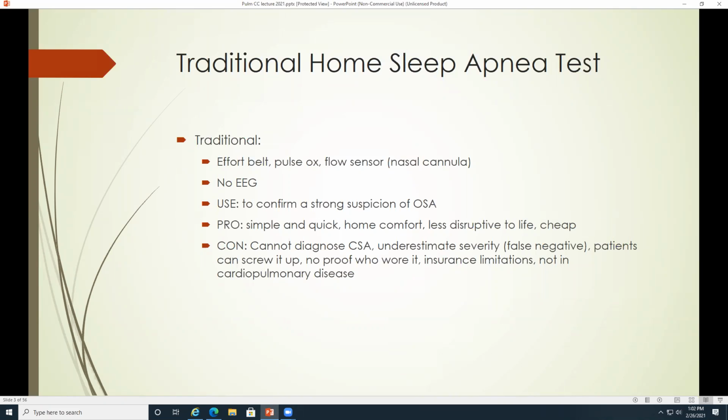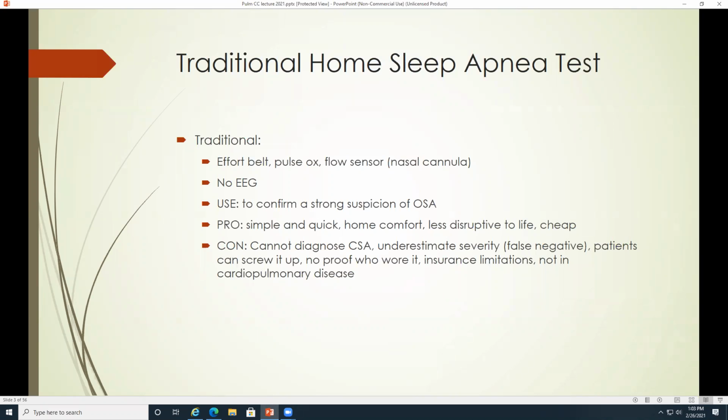The benefit here is obviously that it's very simple. They get to take it home and sleep in the comfort of their own bed. You'd be surprised at the number of people who come in for a sleep study and really only get an hour or two of sleep just because they're uncomfortable in a strange place. It's much less disruptive to their life. They don't have to make arrangements for someone to take care of their kids, their pets, their parents, or whatever their responsibilities may be. And it's also very cheap compared to the in-lab sleep studies.